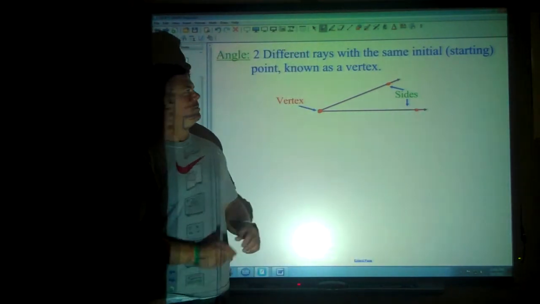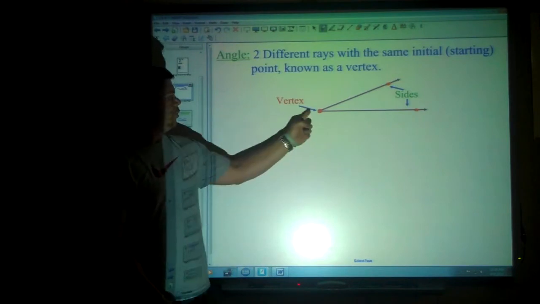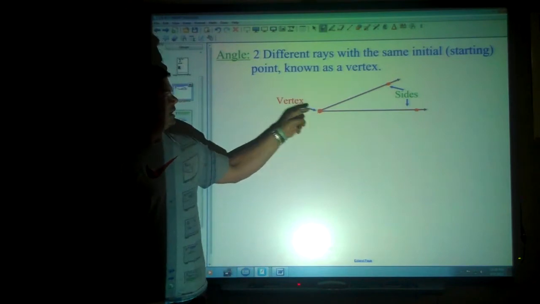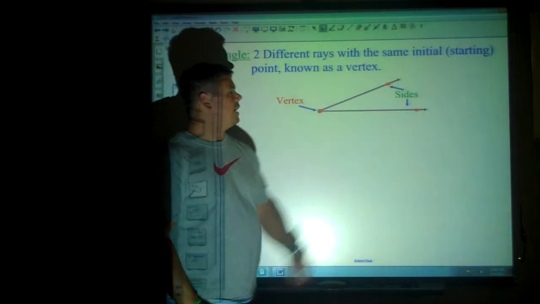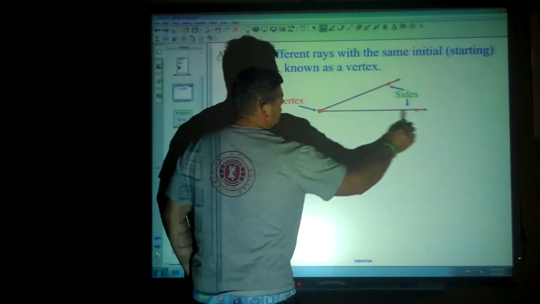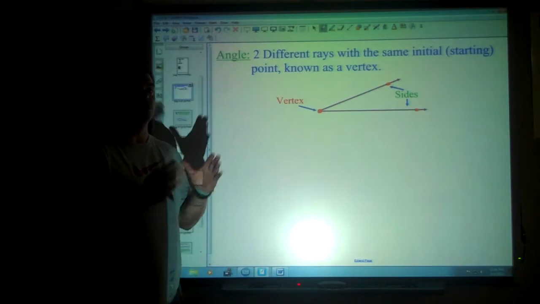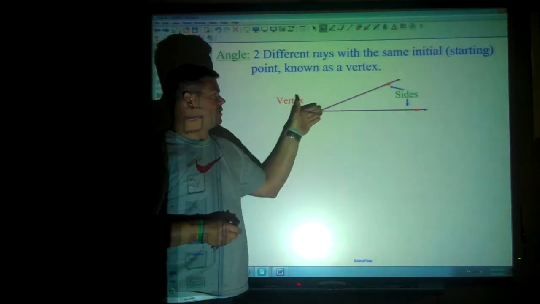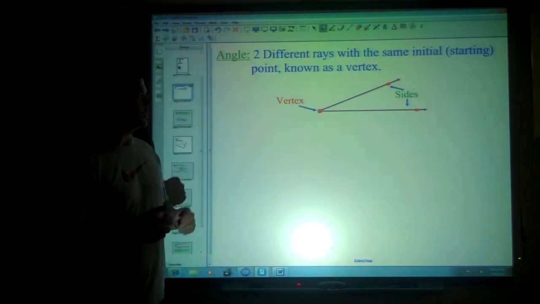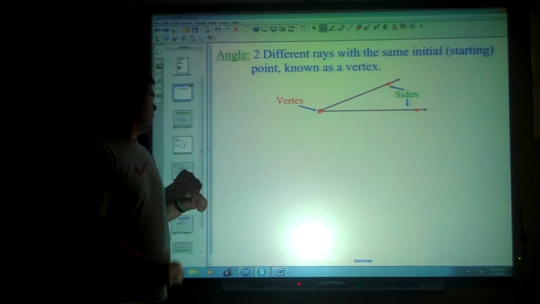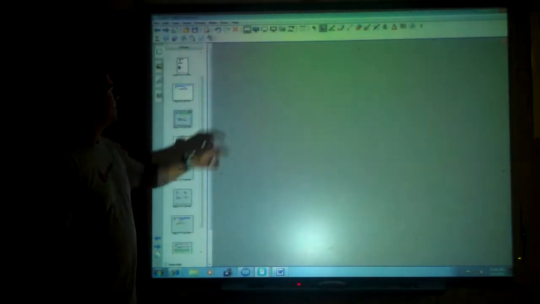Two different rays with the same initial starting point, known as a vertex. And then the rays continue on from there. Each of those rays will create what we call sides. So every angle has two sides, and those sides are the rays that share a common endpoint known as a vertex. Making sure everybody knows what we're talking about.